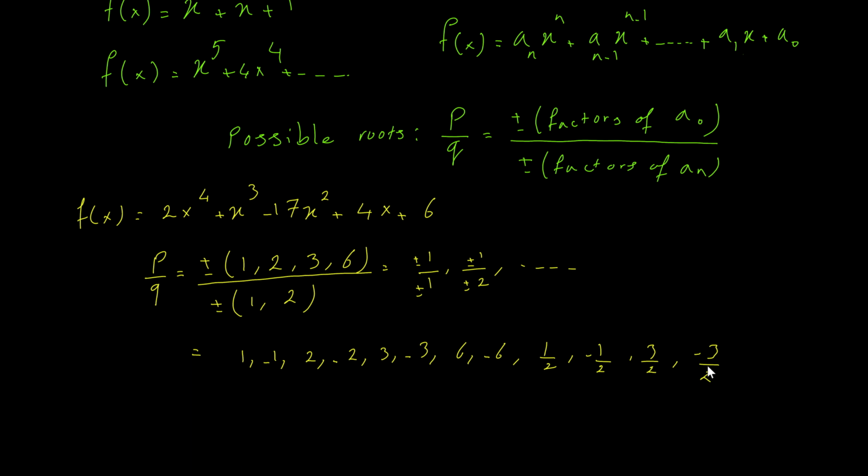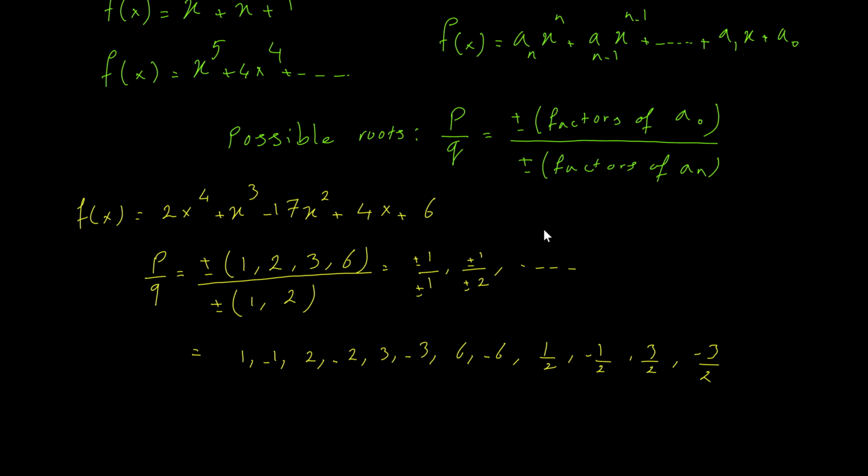So these are going to be all the possible roots for this polynomial that we had here, 2x to the fourth and so on. Now, if the leading coefficient is equal to 1, therefore the possible roots are going to be just the factors of the constant term.